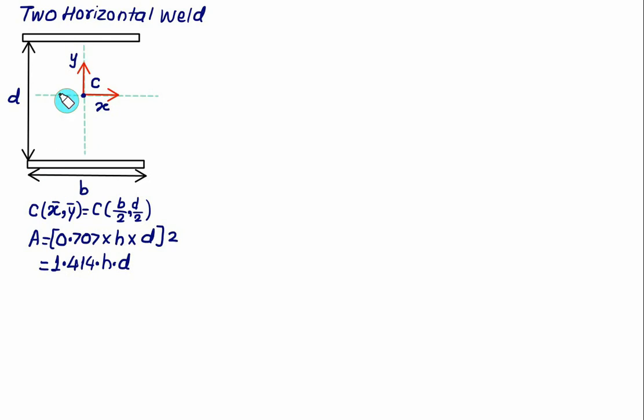The area of the top weld and bottom weld together will be 2 times. Each weld has an area equal to 0.707 multiplied by the throat thickness, leg size h, multiplied by the weld length. Instead of d, this time b will come because we have taken the weld length equal to b. So the only change here is that we have to take the proper weld length. In the previous case it was d, now it is equal to b. Now the next job is to calculate the moment of inertia about the centroidal axis.